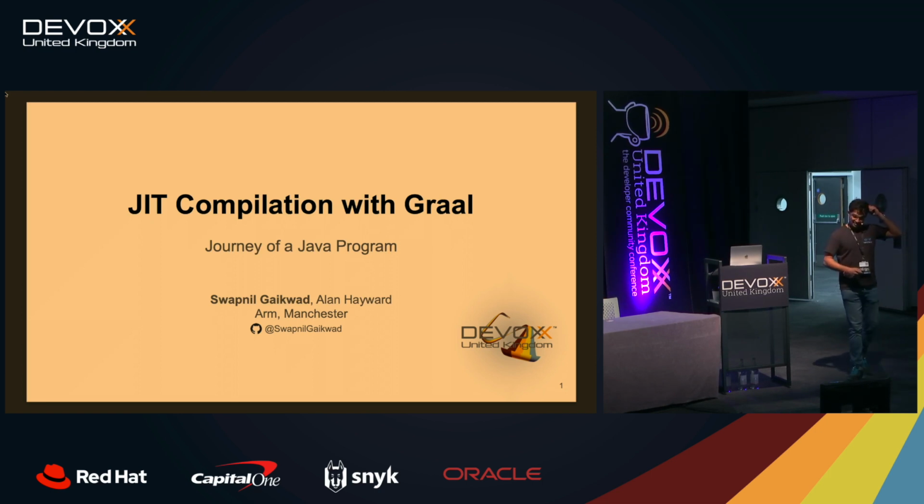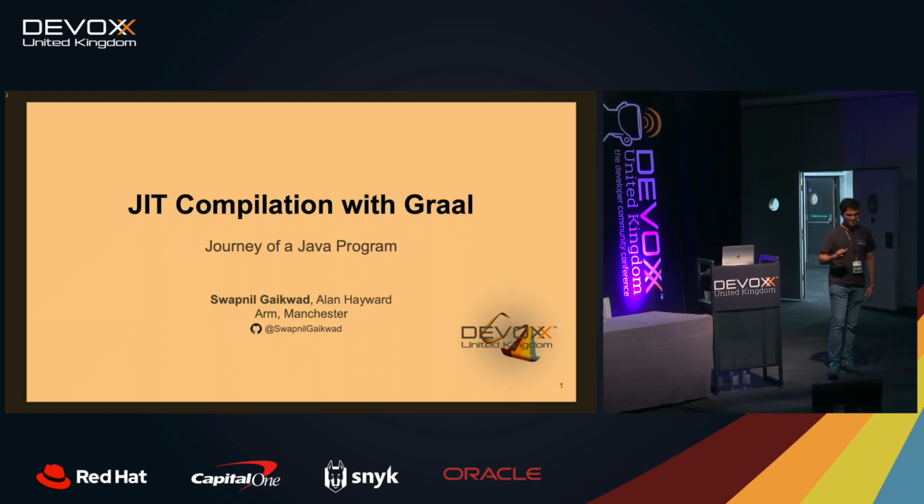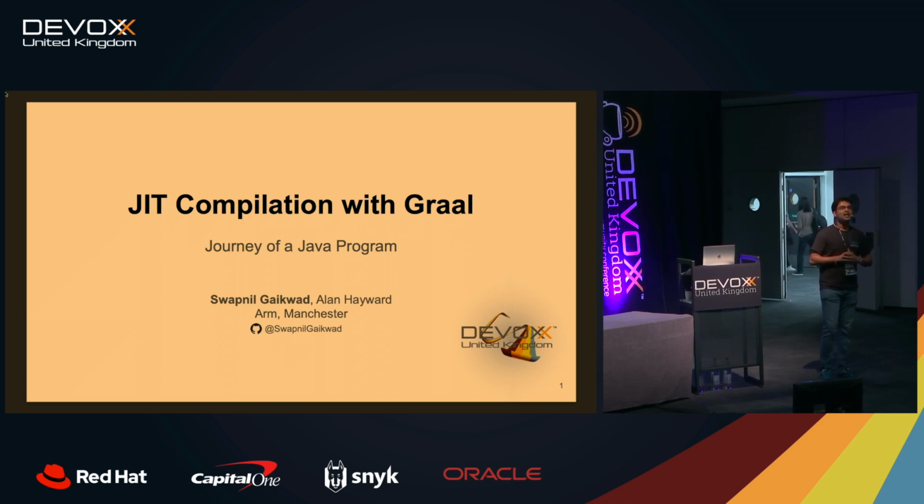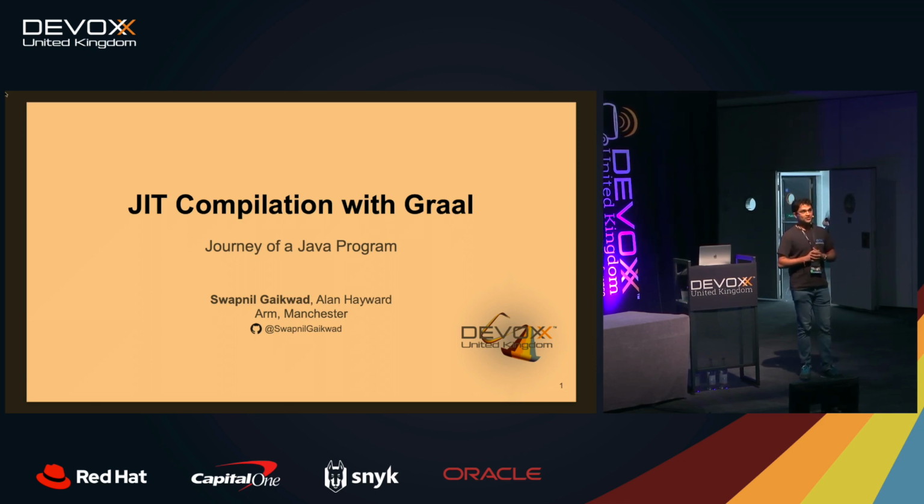So, as Java developers, we know that Java code is converted into bytecodes, and those bytecodes are executed by the JVM, or Java Virtual Machine, on the system. We also know that computers run instructions, assembly instructions, ones and zeros.